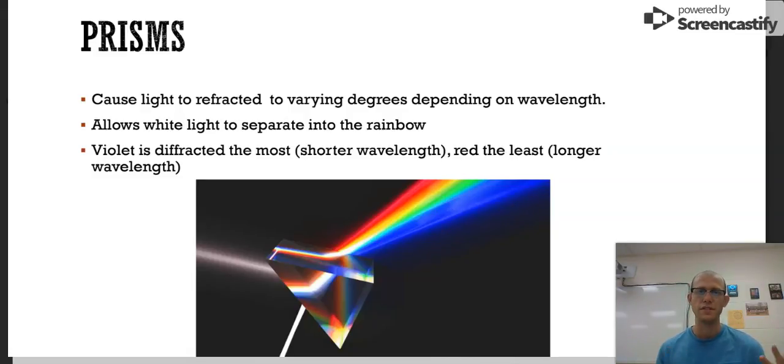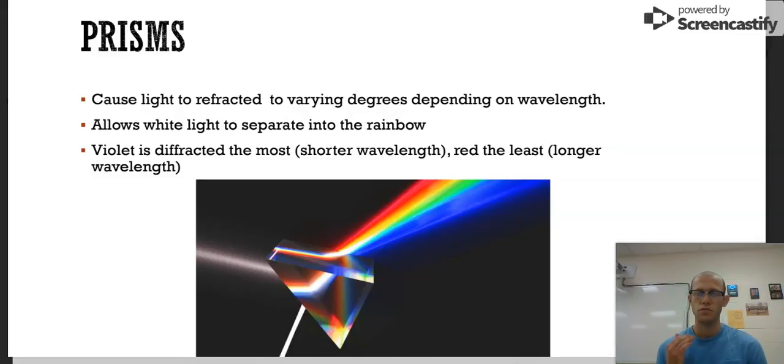So, what is a prism? A prism is just a geometric figure of glass that refracts light. Well, refracts and reflects. It refracts the light at varying degrees, though, so you can actually see the different wavelengths of light, the visible light that we can see. So, it refracts the light based on wavelength.